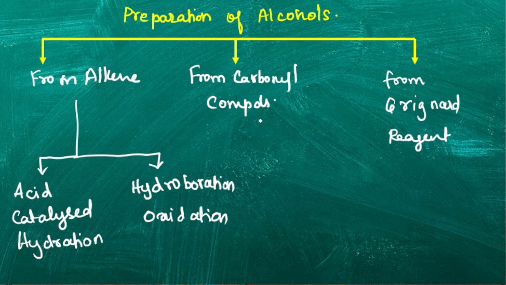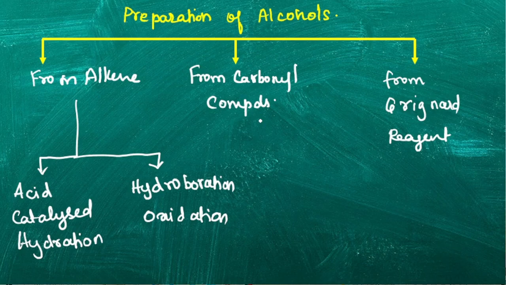From carbonyl compounds, it is also classified into two types. The first one is reduction of aldehydes and ketones. The second is reduction of carboxylic acids and esters.